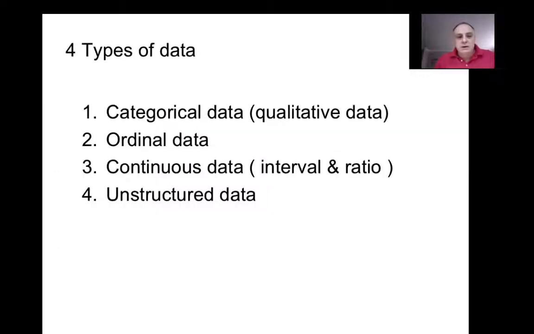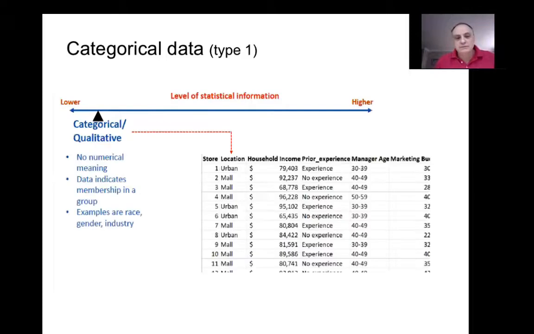So we're going to look at the 4 types of data. It's important for you to understand this. We've got categorical data, also known as qualitative data. We've got ordinal data, continuous data, which is split into 2 types, interval and ratio. And then there's also unstructured data.